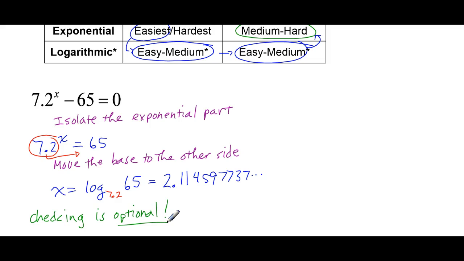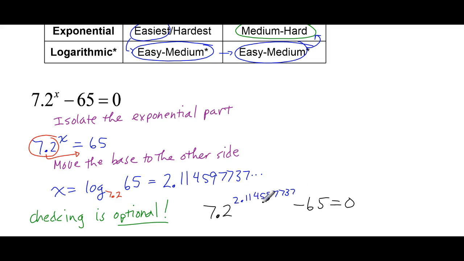Here's how you would do the checking. You would take the 2.114, etc., and you would plug it into the original equation. Remember, when you're checking, always plug into the original equation. Never use an equation where you've already done some kind of work. And you would do all of that checking on the calculator, of course. You would go 7.2 exponent 2.1145977737 minus 65. And the calculator will not give you precisely 0 because really there's more decimals than you can ever see on a calculator.